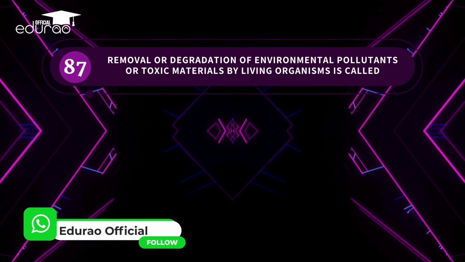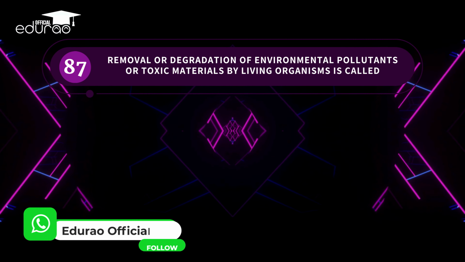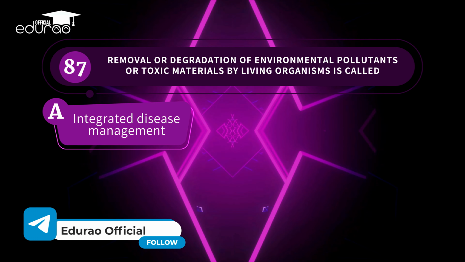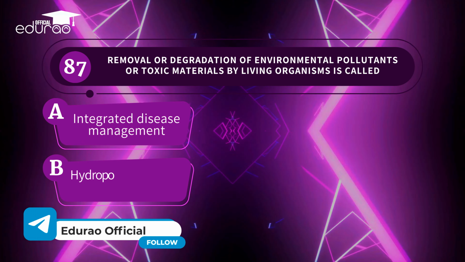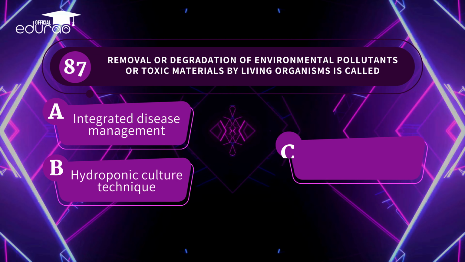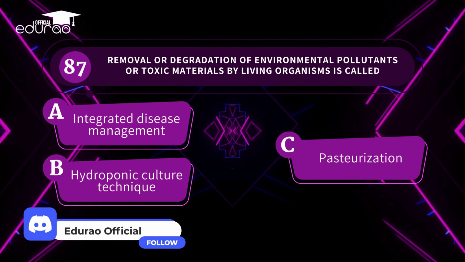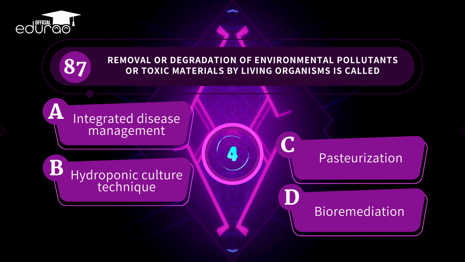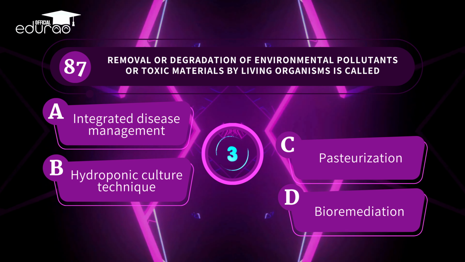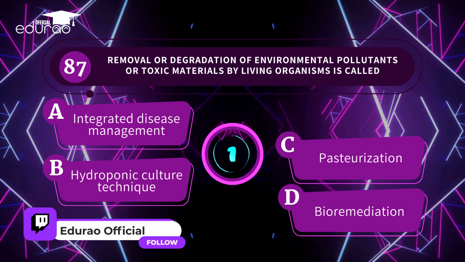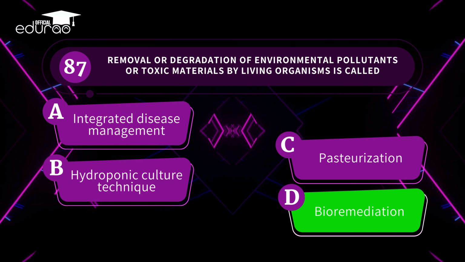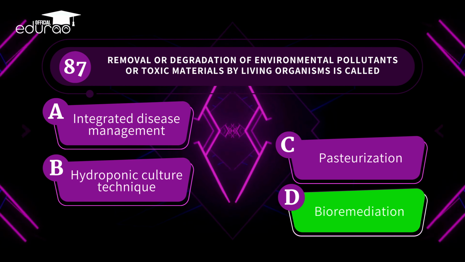Question 87. Removal or degradation of environmental pollutants or toxic materials by living organisms is called A. Integrated disease management. B. Hydroponic culture technique. C. Pasteurization. D. Bioremediation. You're right on target. Correct answer is bioremediation.